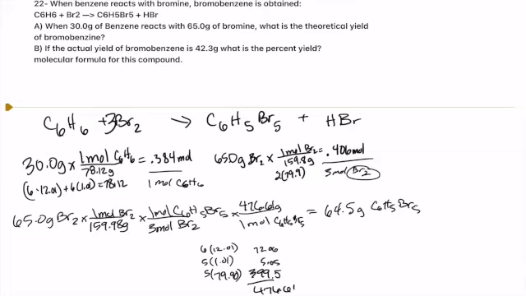Part B, though, tells us that the actual yield is only 42.3 grams. Remember, actual over theoretical gives you percent yield. And so actual over theoretical. That'll give you your percent yield. And congratulations, you're done.